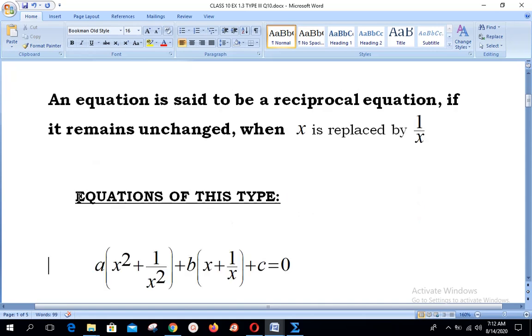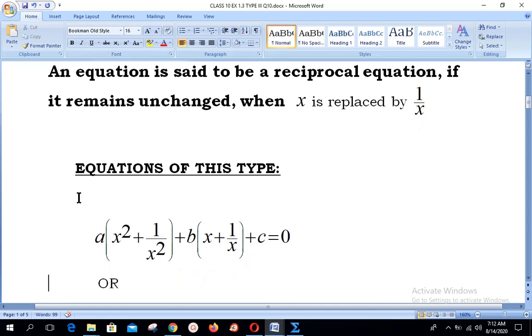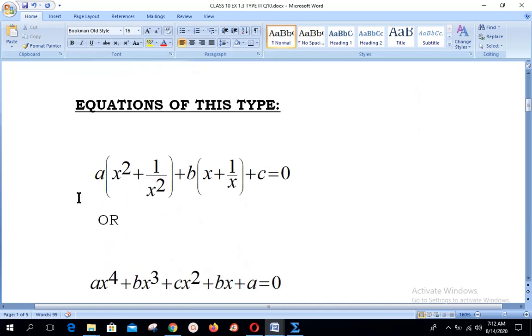Equations of this type will be either option number 1, a into x square plus 1 over x square, plus b into x plus 1 over x, plus c is equal to 0, or the second form will be a x power 4 plus b x power 3 plus c x power 2 plus b x plus a equal to 0. Be clear about the letters a, b and c. These are the constants. The coefficients of all the terms will be constants, whereas a will be a constant term over here in this place.